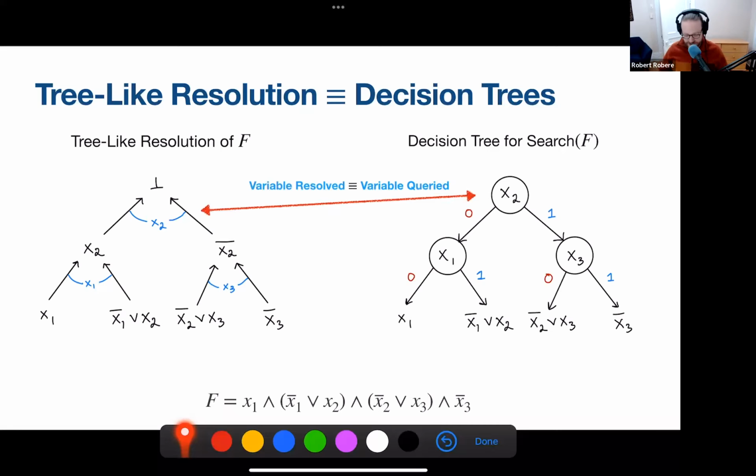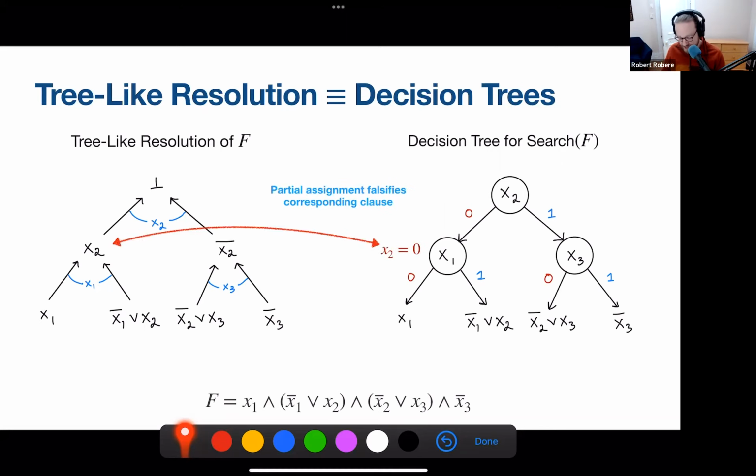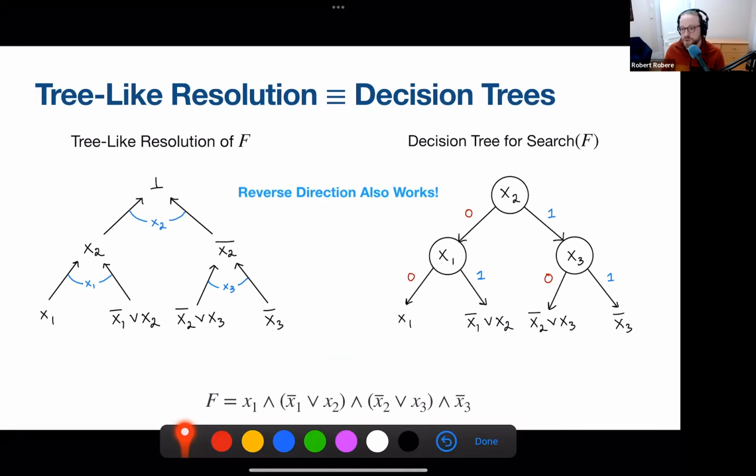So just to solidify this isomorphism here, the variable resolved corresponds to the variable that was queried, and the partial assignment at each node falsifies the corresponding clause in the line of the resolution proof. This is only one direction, but the reverse direction also works. To go the other way, you start with a decision tree, and instead of going from the top down, it's most convenient to go from the bottom up. Basically, querying a node is just equivalent to resolving on a variable.